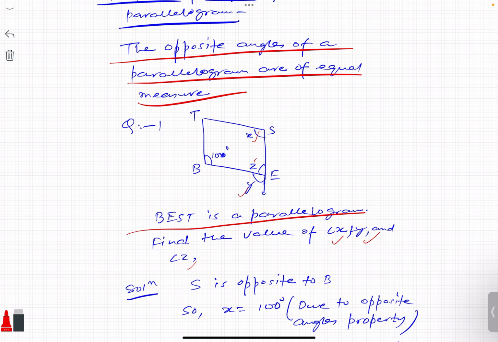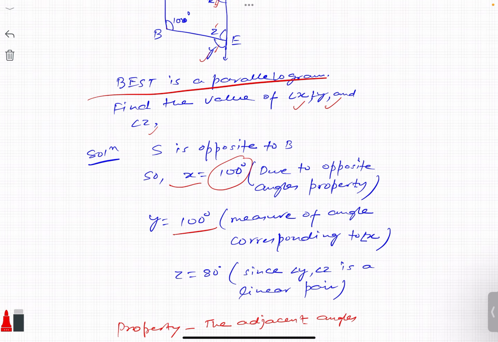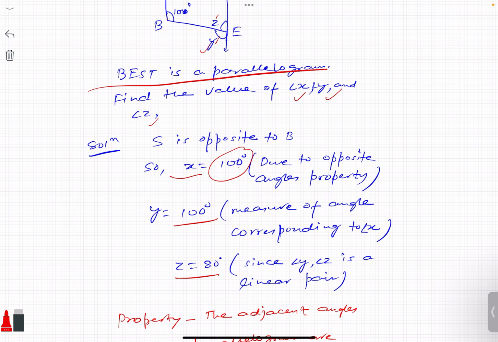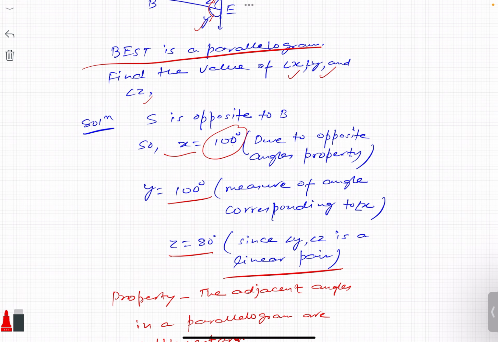Now angle X is opposite to angle B, and angle B is 100 degrees. So X will be equal to B due to the opposite angles property, so X is 100 degrees. Y is equal to 100 degrees because Y is the corresponding angle to X. And Z is 80 degrees, since Y and Z form a linear pair, so Z is 180 degrees minus 100 degrees, which equals 80 degrees.